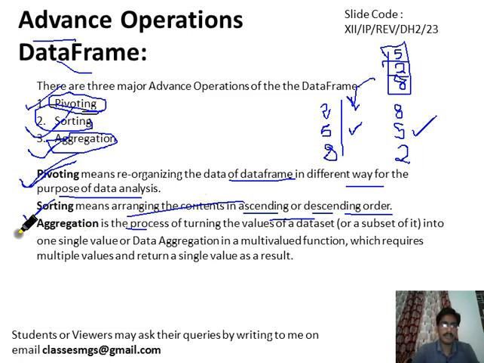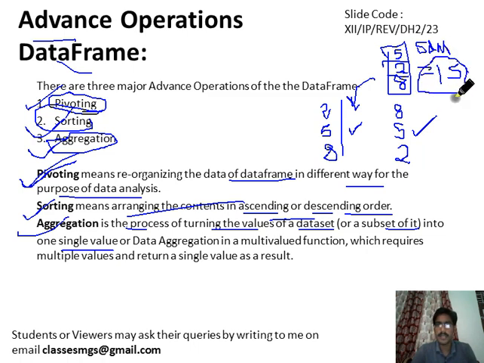And then another important operation is aggregation. Aggregation is the process of turning the values of a data set or a subset of it into a singular value. Like 5, 2, 8 is a data set, and these are three different values. If we ask for the sum of these three values, what is it? 5 plus 2 is 7, 7 plus 8 is 15. So this is the aggregate value of 5, 2, 8, that is the sum.